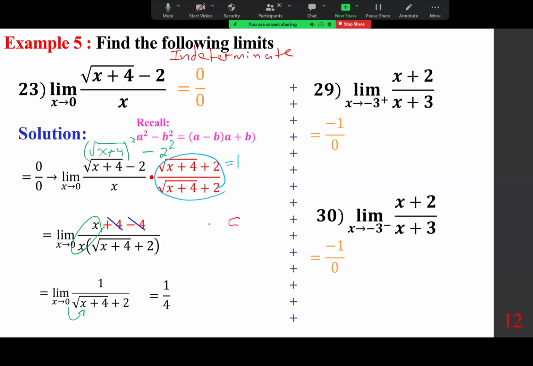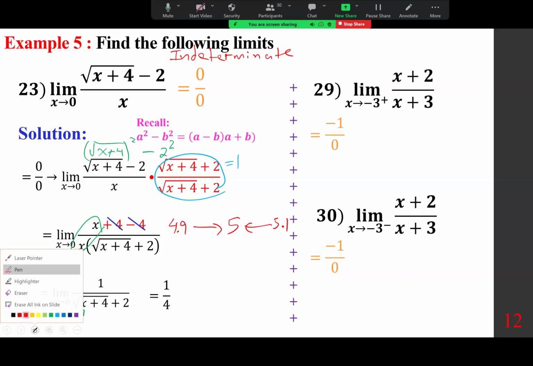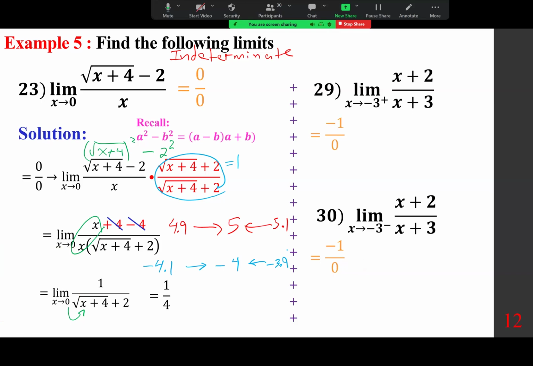For any number, both sides have the same sign. For example, number 5, left side and right side. For example, left side is, I don't know, 4.9, right side is 5.1. If you have negative 4, left side is negative 4.1, which is negative, and right side is negative 3.9, negative. The only number that is different is 0. The left side is negative, the right side is positive. And since the denominator is 0, it makes a difference.